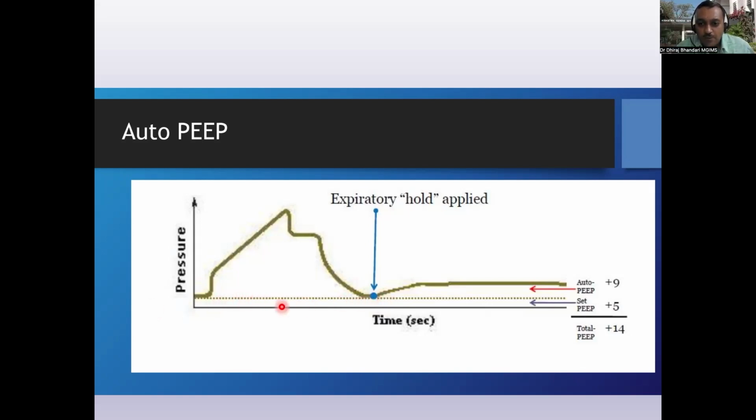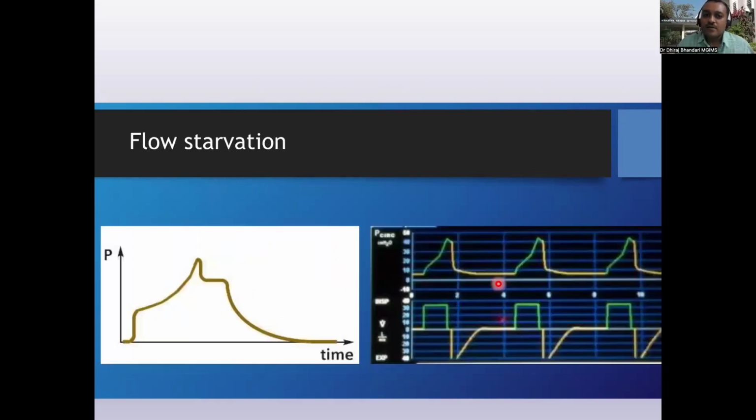So this 5 PEEP is something which I have set, and now when you start seeing the next breath, this auto PEEP is somewhere around 9. So the total PEEP which is going is almost around 14. This is something you will see on the numerical scale, and you will see on the graphical scale also. So auto PEEP becomes very important.